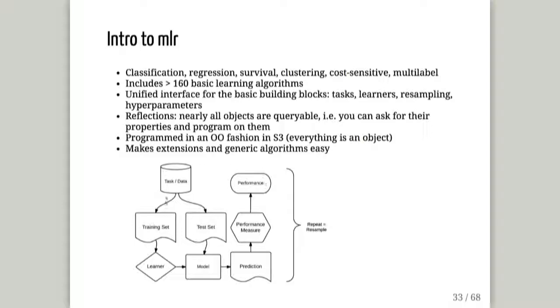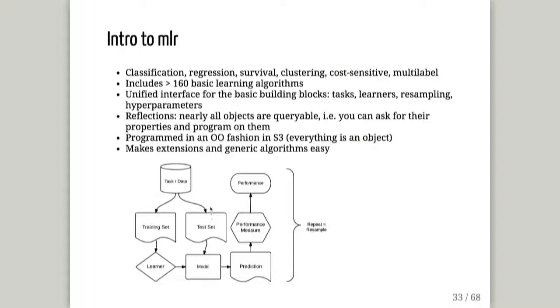And then we have this generic schema here, where the data or the task is split up into a training and a test set. You run an inducer. The inducer induces a model. If you put new data, a test set, into the model, you get, of course, predictions. On the predictions, you run various performance measures, and you get out performance values. And if you repeat that in a loop, you basically get resampling, like cross-validation.